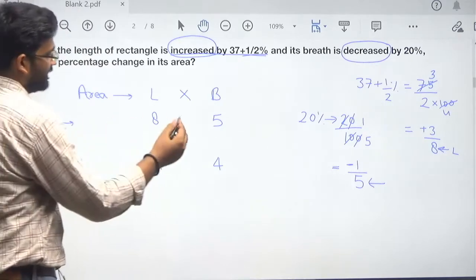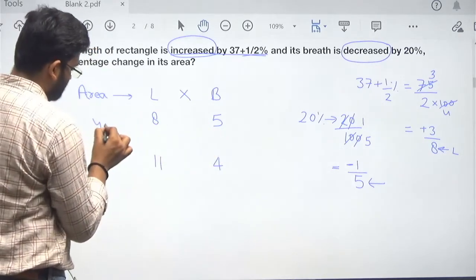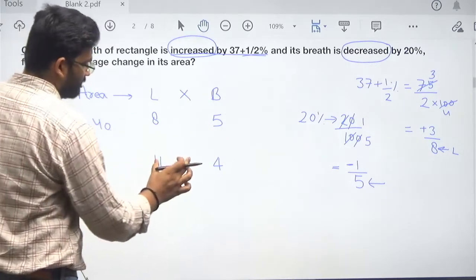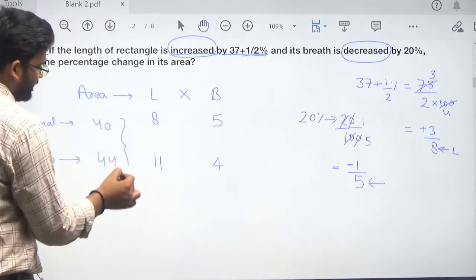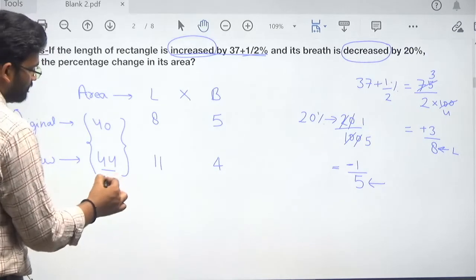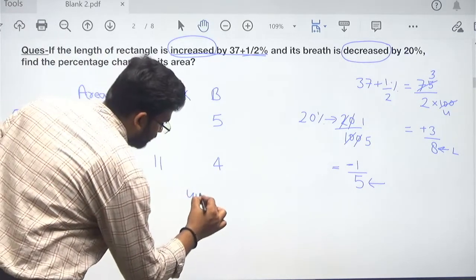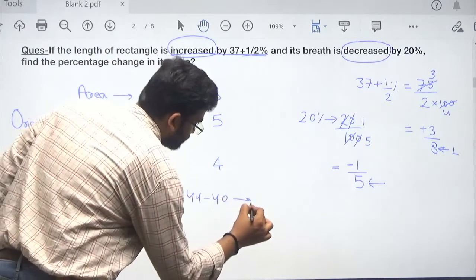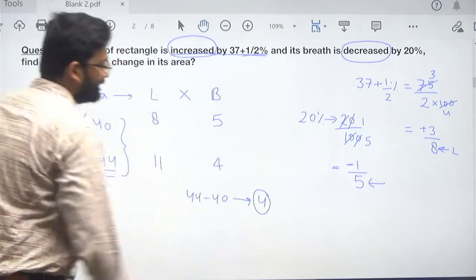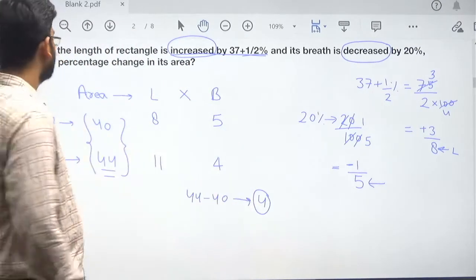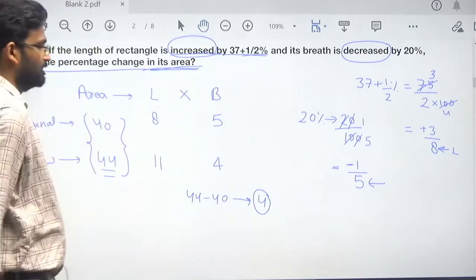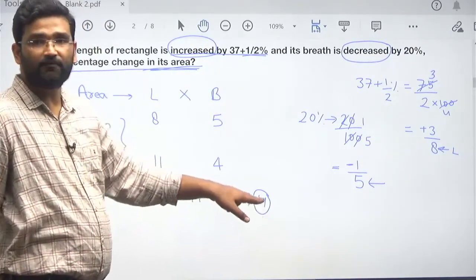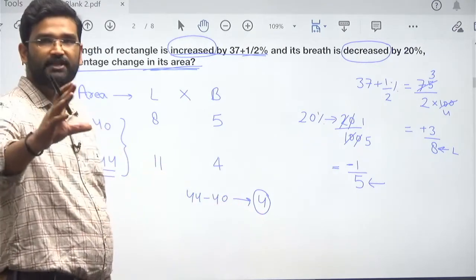So what will be the area? So original area was 8 × 5, 40, and what was the new area? 11 × 4, 44. It means that the area has changed by how much amount? So 44 minus 40, that comes to be 4. It means that area has changed by 4 units. So what is the percentage change in the area? So this is the change in the area, but what has been asked in the question? Percentage change in the area.